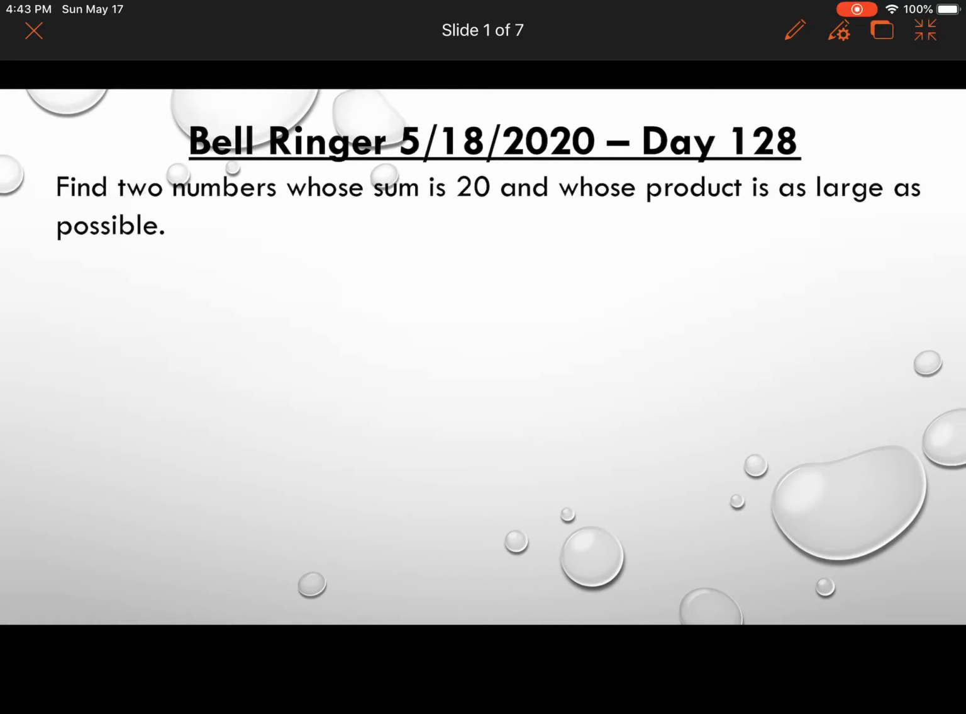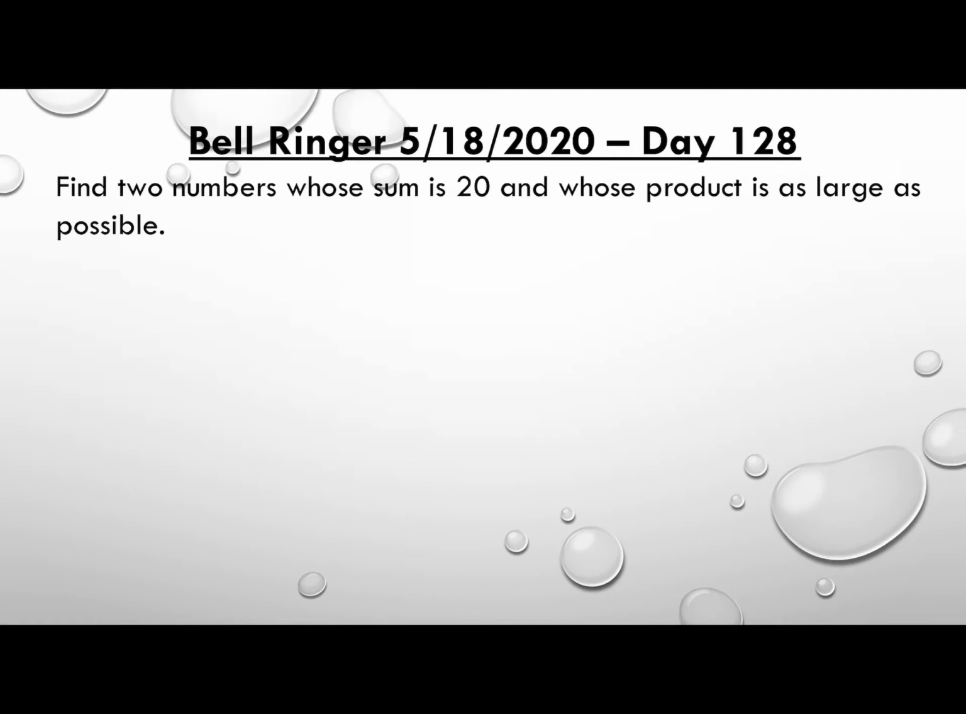So we're asked to find two numbers whose sum is 20 and whose product is as large as possible. So we're trying to find two numbers that add up to 20, but whose product is as large as possible. I'm going to show two different techniques here. This might not be the technique you used. Both of these techniques are non-calculus techniques, so you should be able to do them without knowing any calculus at all. The first technique is just guessing and checking: literally trying out different combinations of numbers that add up to 20 and then calculating their products.